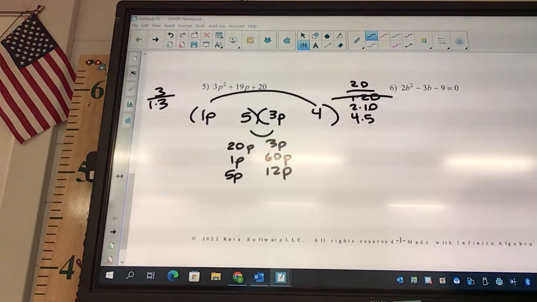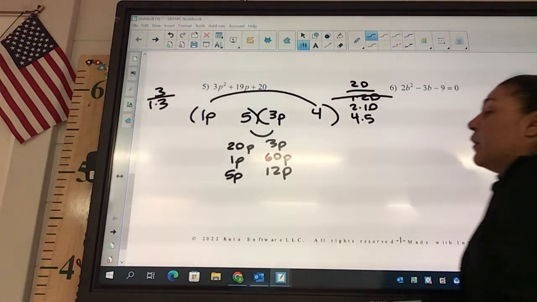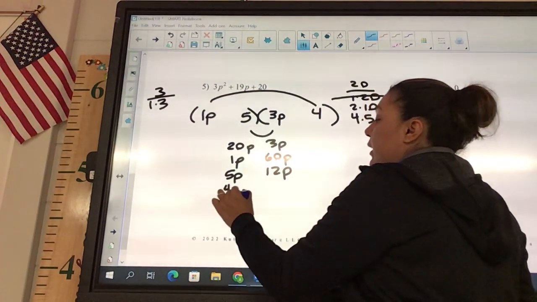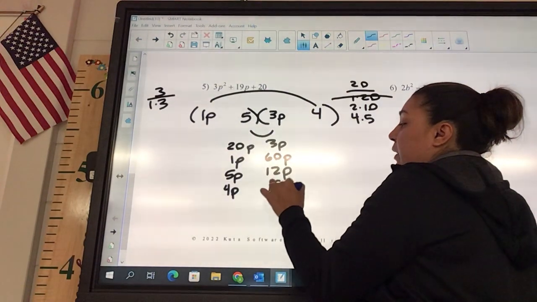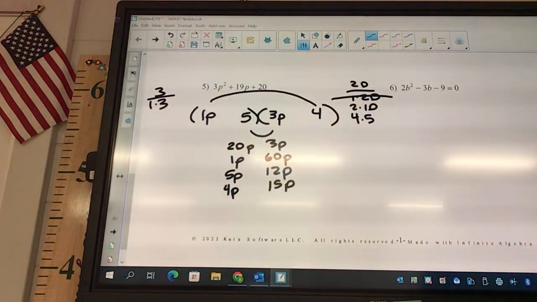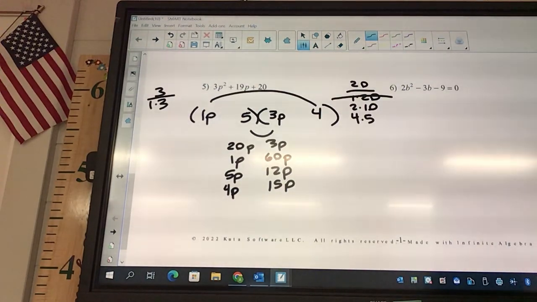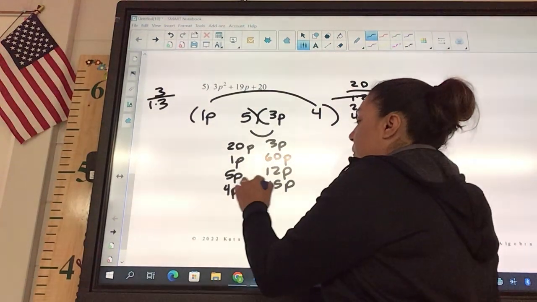What are you going to get for the outer? 4p, inner, 15p. 4 and 15. Yeah, and I need a positive 19. Plus, plus.